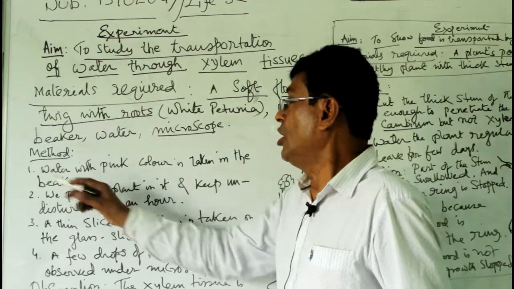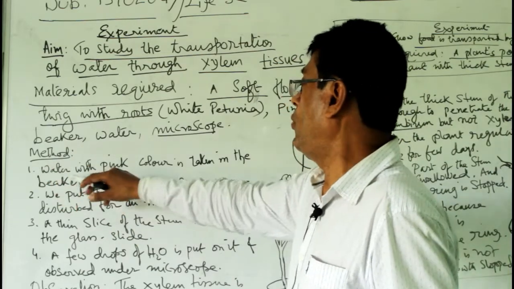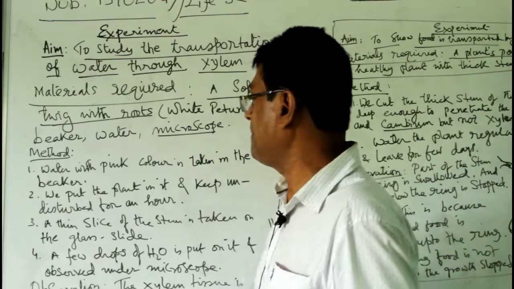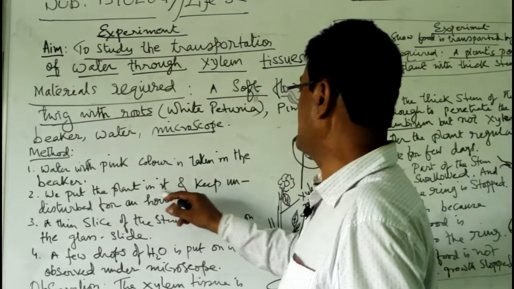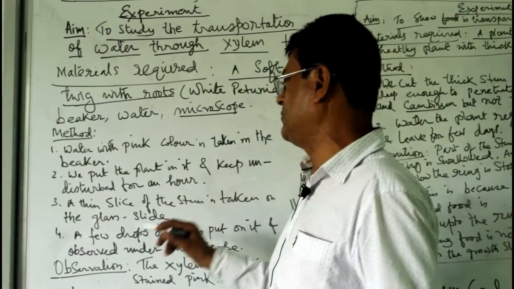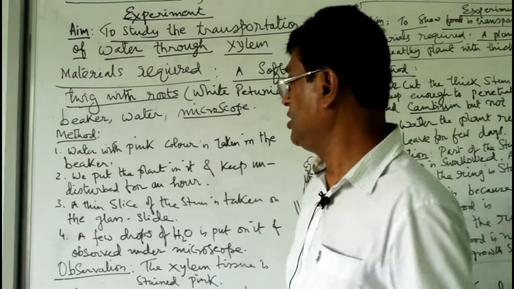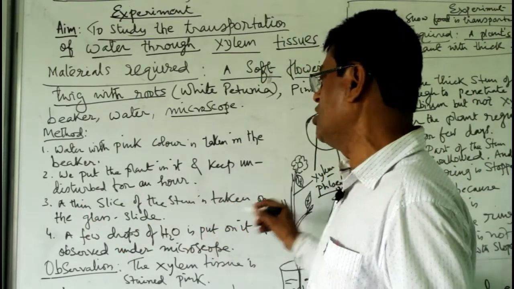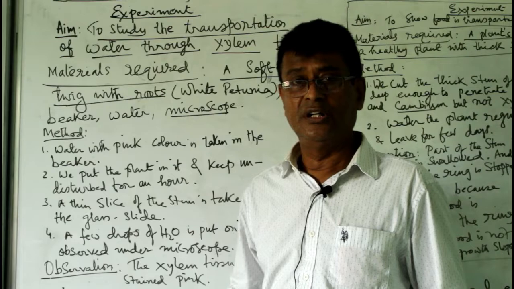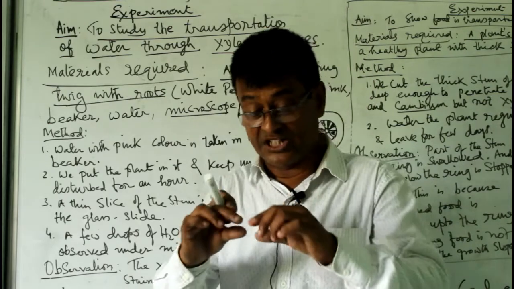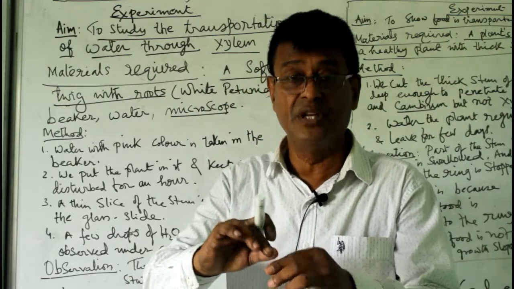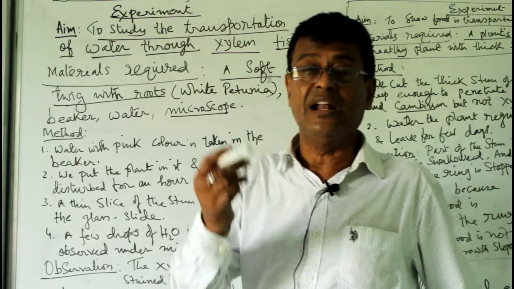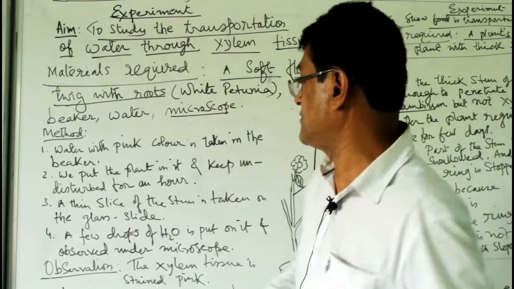Well, the method: water with pink color is taken in a beaker. We put the plant in it and keep it undisturbed for an hour. Then a thin slice of the stem is taken on a glass slide. You know, in the microscope, glass slides are provided with cover slips to cover it and see. So the slice is taken, a very thin slice.